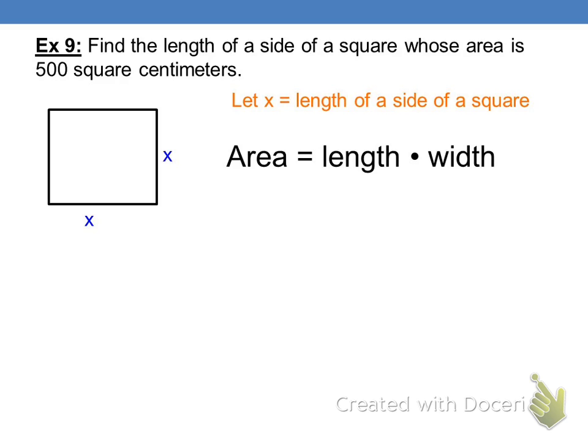So we were just working through what the area of this is going to be. The area is length times width. But the length and the width are the same number because it's a square and not a rectangle. So it's actually going to be X times X, which is X squared. What's the area? 500. It's already in the directions. So I'm just going to rewrite that. Instead of area, I'm going to use the 500. Instead of length times width, I'm going to use X squared because it's X times X.